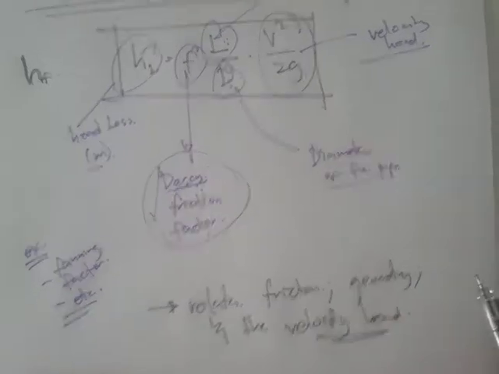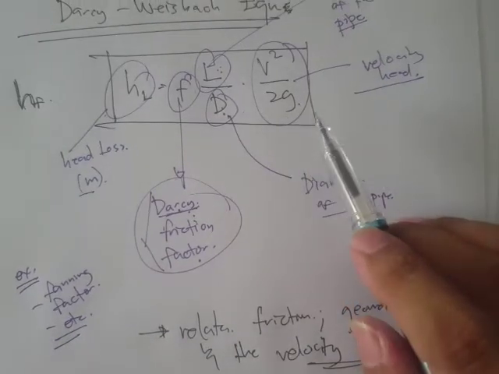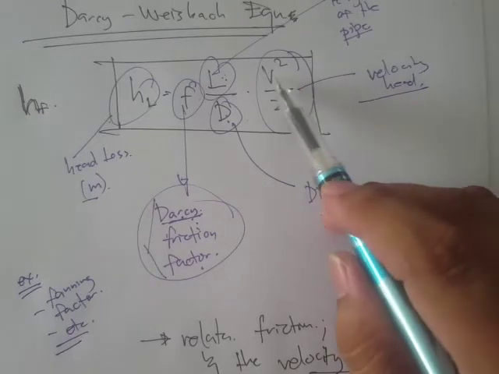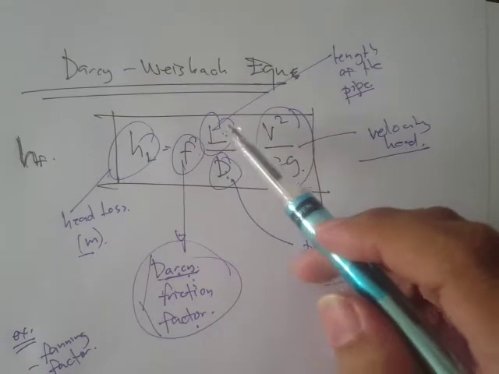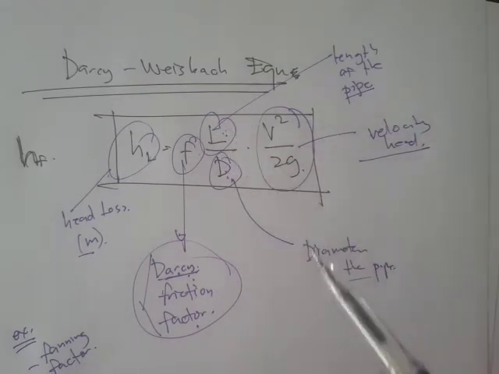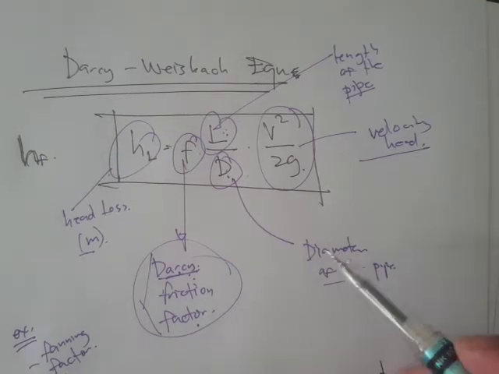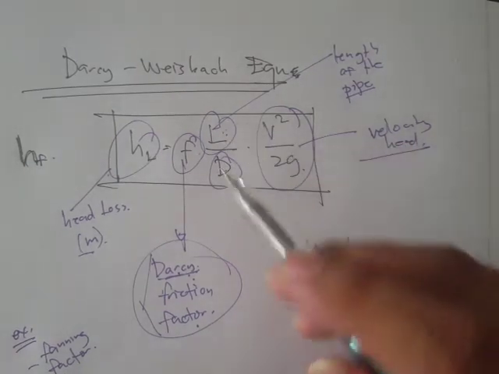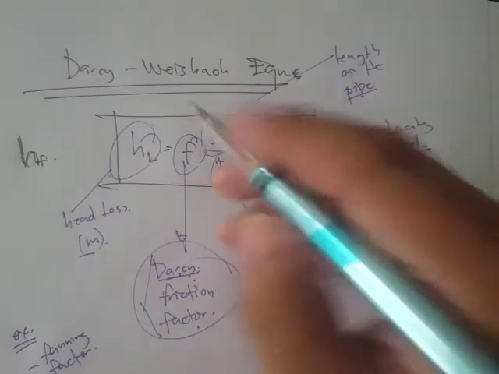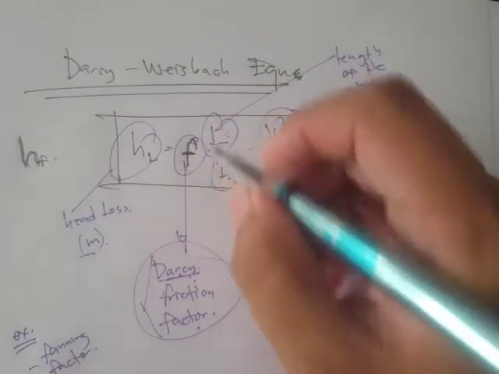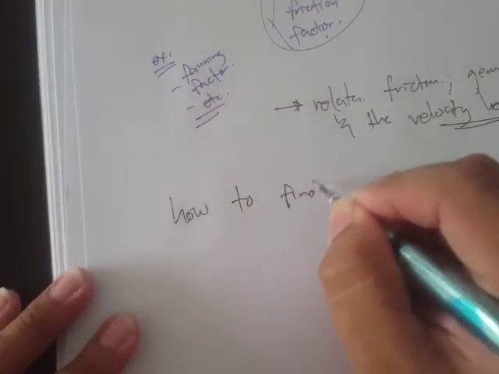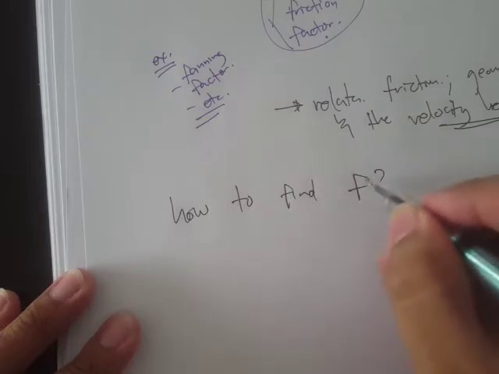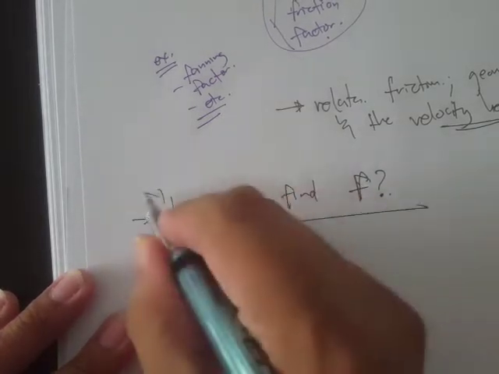Now the question is, the velocity head can be known because we have encountered it already. The length of pipe is also usually given. The diameter of pipe is usually given, or it's the one to be solved, but anyway, that's easy. But this Darcy friction factor f, where can we find this? How to find f? That's the big question. How do we find f?